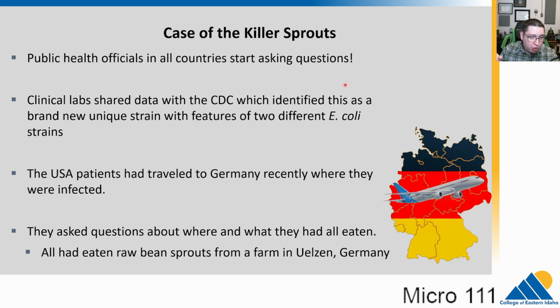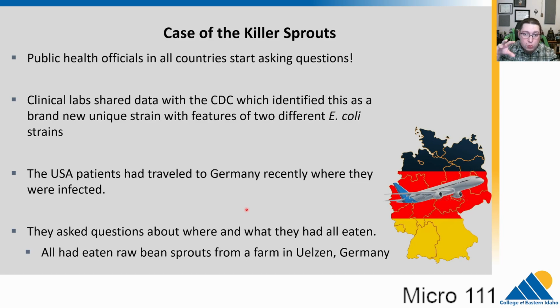The clinical labs shared the data, and the CDC identified they were all the same strain, and then we start tracking travel. In the case of the U.S. patients, they had all recently traveled to Germany, where they had been infected. And then we go, okay, they've all gone to Germany, and we have clusters in Germany and France. So where has this come from? Well, they tracked it back to bean sprouts from a single farm in Germany.